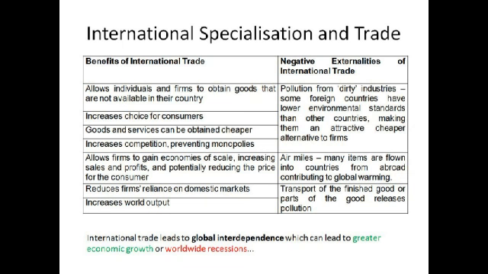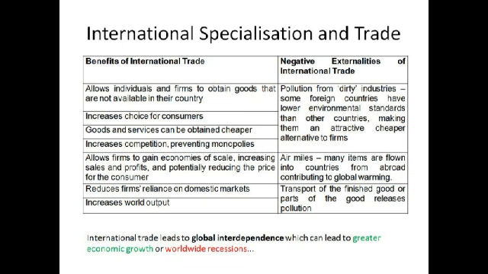And it also increases competition, which prevents monopolies, which, as we learnt in Unit 1, have many disadvantages. And firms can also gain economies of scale because they're selling to a much wider range. They have to produce more and they get many benefits of producing more, and that increases their sales and profits and reduces the price for consumers, hopefully.